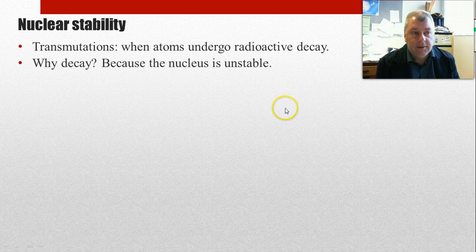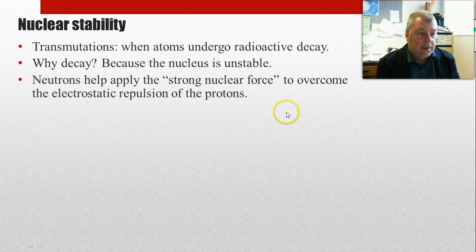Now, why do they decay? Well, they decay basically because the nucleus is unstable, has too much energy. And we'll see why, but basically it's the neutrons, they apply what's called the strong nuclear force, and that overcomes the electrostatic repulsion of the protons. That's not a problem with the smaller nuclei, because there's not many protons and there's a pretty much even number of neutrons, and so they can apply the strong nuclear force quite well.